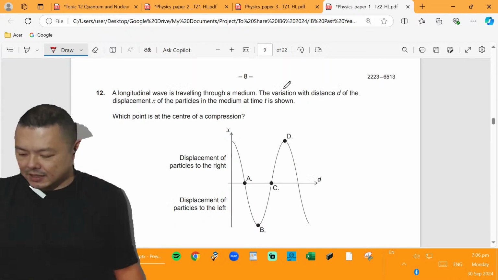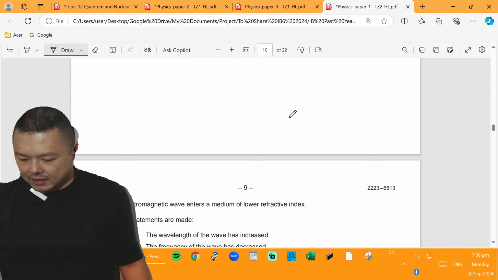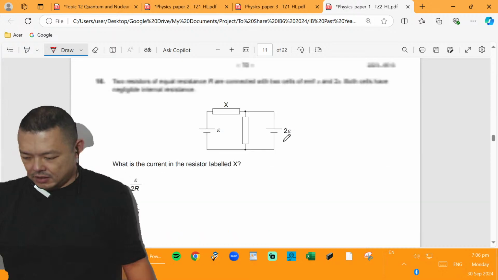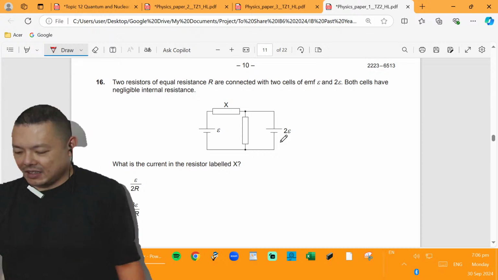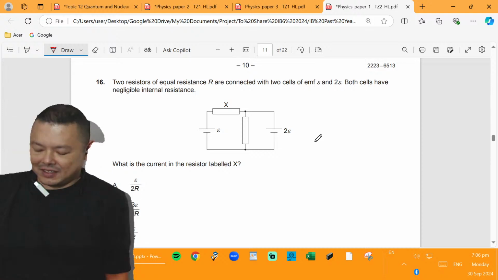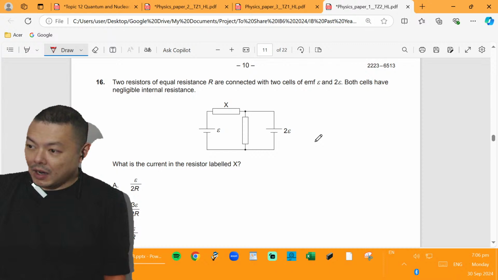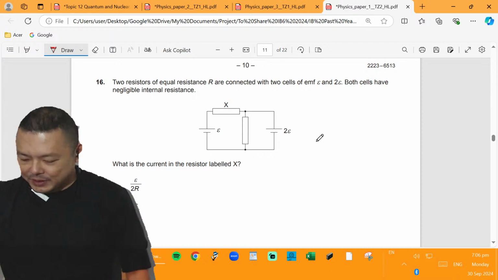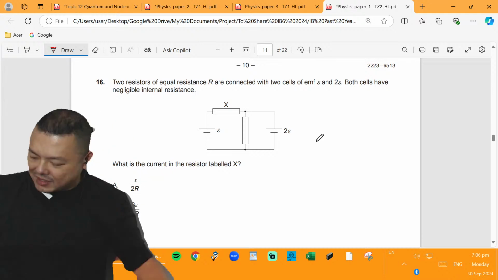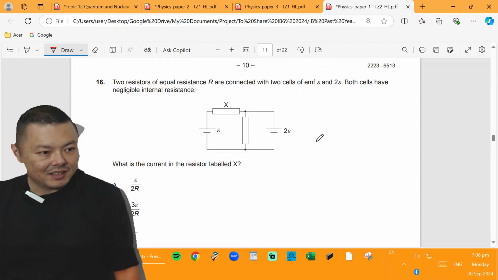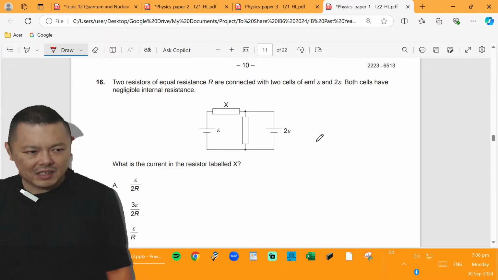11 done. Next one is what? 16. Let's do it. 16. Wow, Kirchhoff in 1 minute. What's this, man? Kirchhoff. Is it no choice? I think no choice. Can meh? Cannot lah. Anyway, I won't risk it. I'll just do Kirchhoff.